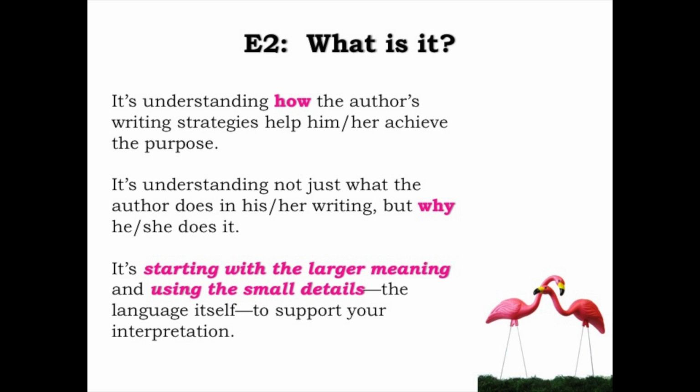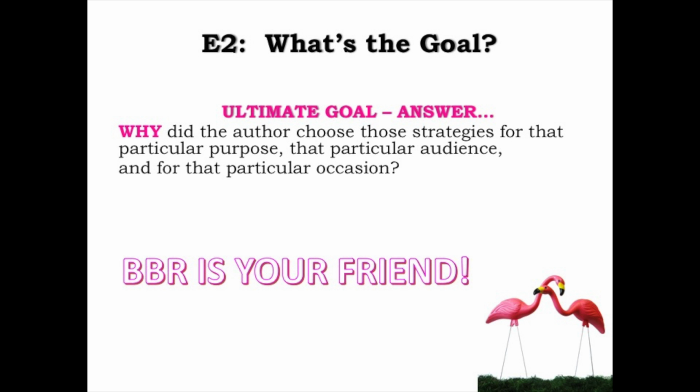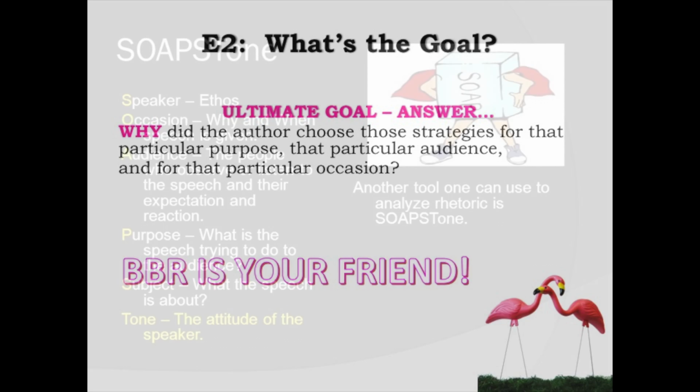You're always going to start with a larger meaning, the larger context of the text that you have in front of you, and then come down into the smallest details. Hint, that's your BBR words you've been working on. The ultimate goal of this essay is to explain why the author chose the specific strategies that you're analyzing: what was the purpose, who was the audience, and what was the occasion.